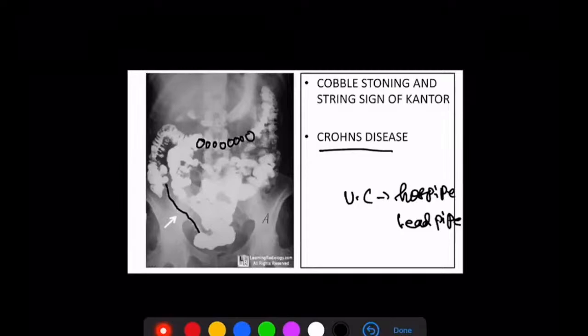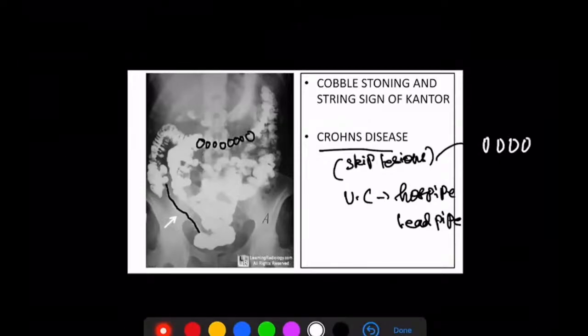What is the pattern, whether it is continuous or skipped lesions in Crohn's disease? Yes, correct. Skip lesions are in Crohn's disease. Because of these skip lesions, we are getting this cobblestoning. This area has been destroyed. This area is not destroyed. So there is skipping of the destruction. Because of the skipping of the destruction, we are going to get this cobblestoning appearance seen with Crohn's disease.